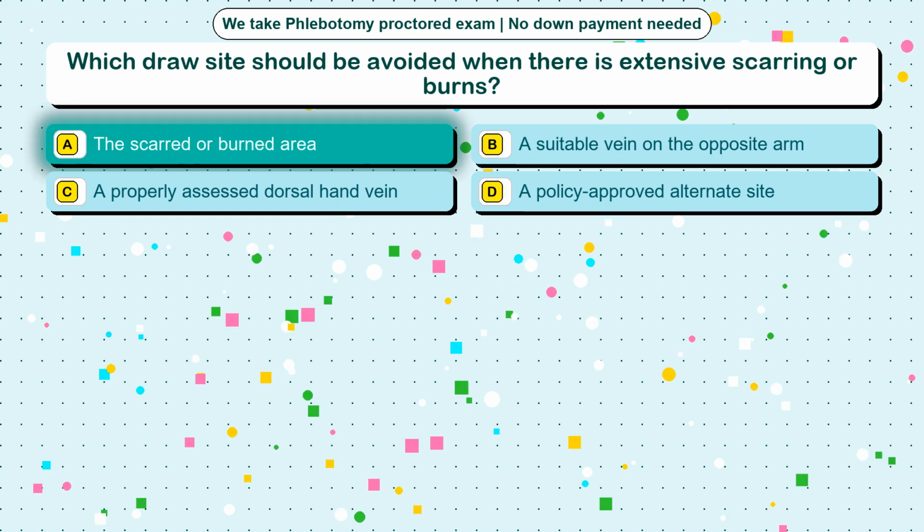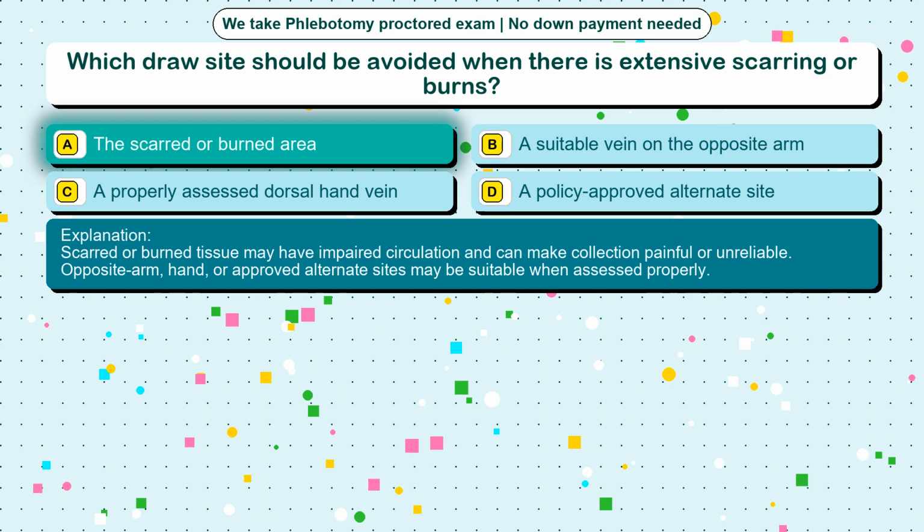The correct answer is option A, the scarred or burned area. Scarred or burned tissue may have impaired circulation and can make collection painful or unreliable. Opposite arm, hand, or approved alternate sites may be suitable when assessed properly.